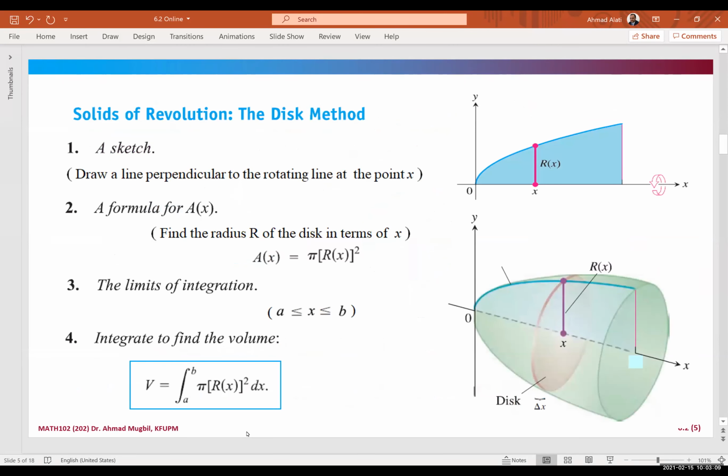What is good about the solids of revolution is that the cross section is determined. It will be, of course, a disk or a washer. So if you have a region like this and you rotate it about the x-axis, you will have a solid like this. The cross section is a circular disk, and in this case, the formula of the area is ready. It is just pi r squared, where r here is the radius of the disk.